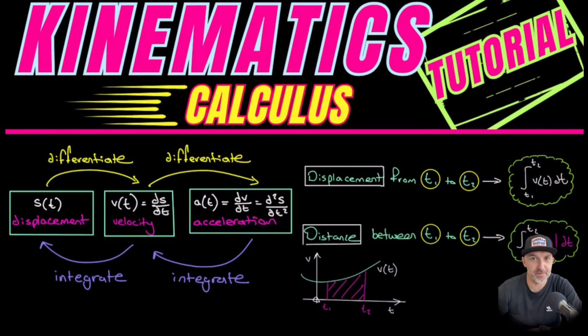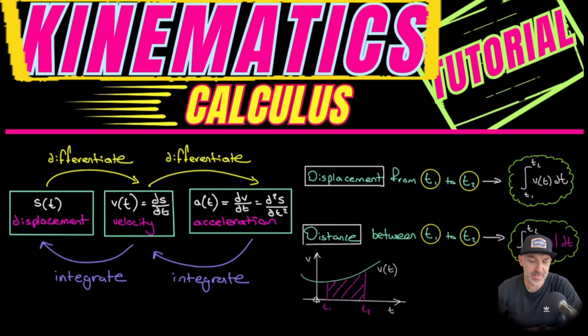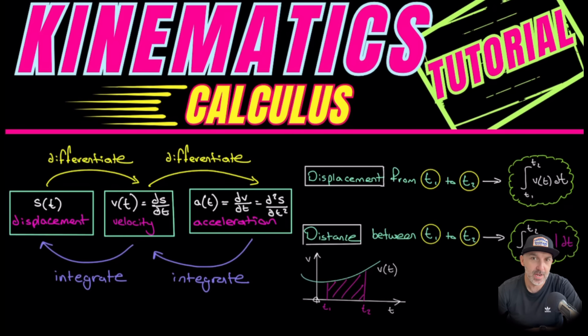Welcome back, and today's video is about kinematics. So this features in most calculus courses. If you're doing AP, it's Unit 4. If you're doing IB, it's the AA course, standard level and higher level. Also features in A level.